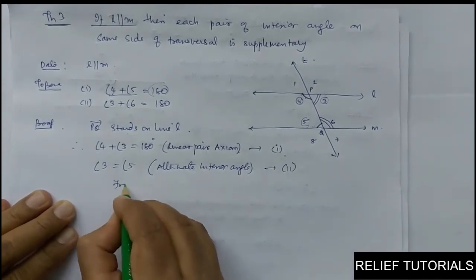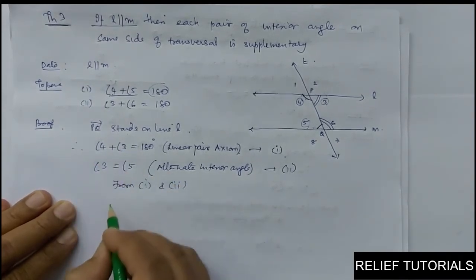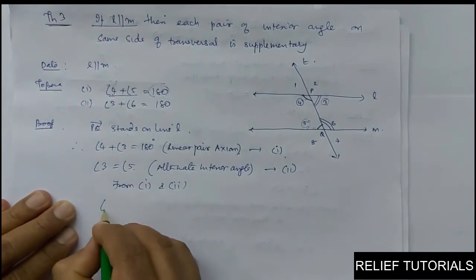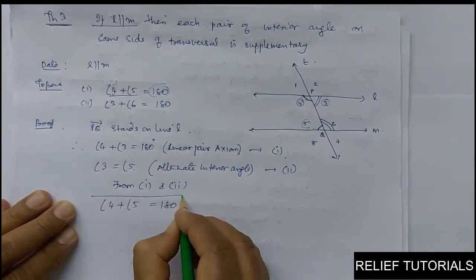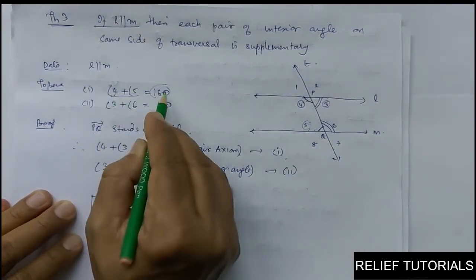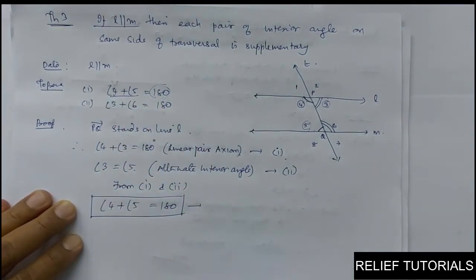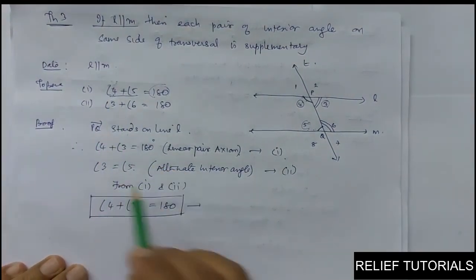2. Now from 1 and 2. See, 4 plus 3 equals 180 and 3 is equal to 5. So what will you get? Angle 4 plus angle 5 is equal to 180. Clear? See, angle 4 plus angle 5 is equal to 180. Hence proved. Have you got it? Similarly, we can prove 3 plus 6 equals 180.